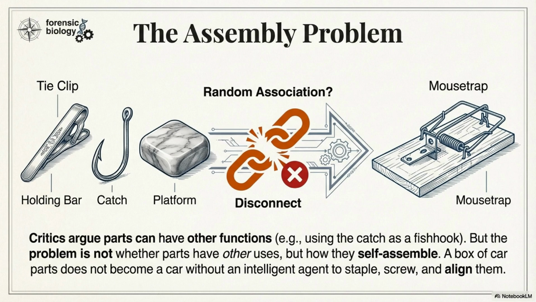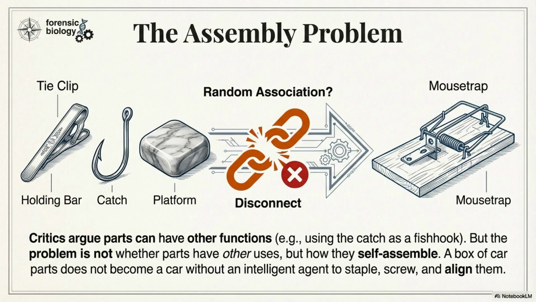Oh, the tie clip. What does a tie clip have to do with a mousetrap? Well, Miller says, okay, Behe, if you take the spring off a mousetrap, maybe it doesn't catch mice anymore, but you can still use the wooden base as a perfectly good paperweight. True. Or you can use the catch as a fishhook. Or you can use the whole broken trap as a tie clip. So his point is that the parts could have had different useful jobs before they ever became a mousetrap.